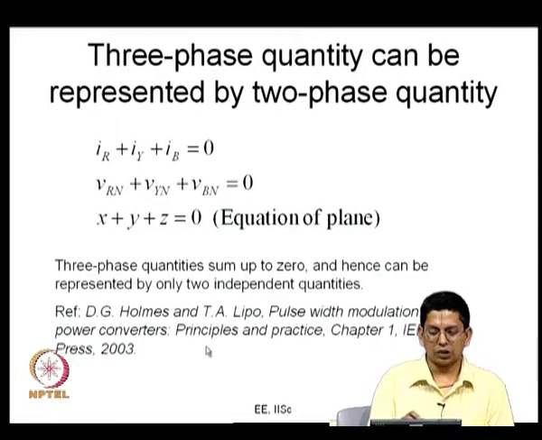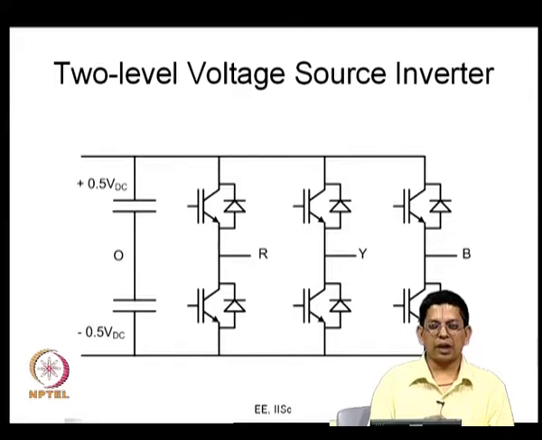For further reference you can look at this book by Holmes and Lipo on pulse width modulation for power converters, principles and practices. You can particularly look at chapter 1 of this book, where there is a section on the concept of space vector, where this is discussed further. So, this is our idea of a space vector. Now we have come up with what a space vector is and how the space vector transformation works, and we have got transformations for 3 phase voltages and 3 phase currents.